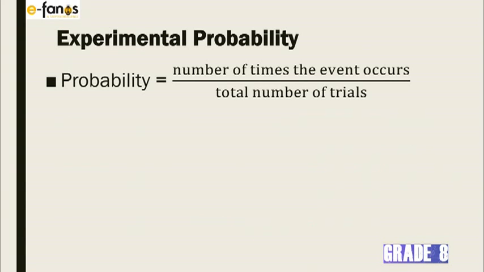We can find experimental probability as a fraction. We do the number of times the event occurs over the total number of trials. For example, if I rolled a dice 10 times, I might want to find the experimental probability of rolling a 6. To do this, I would need to see what number comes up each time.